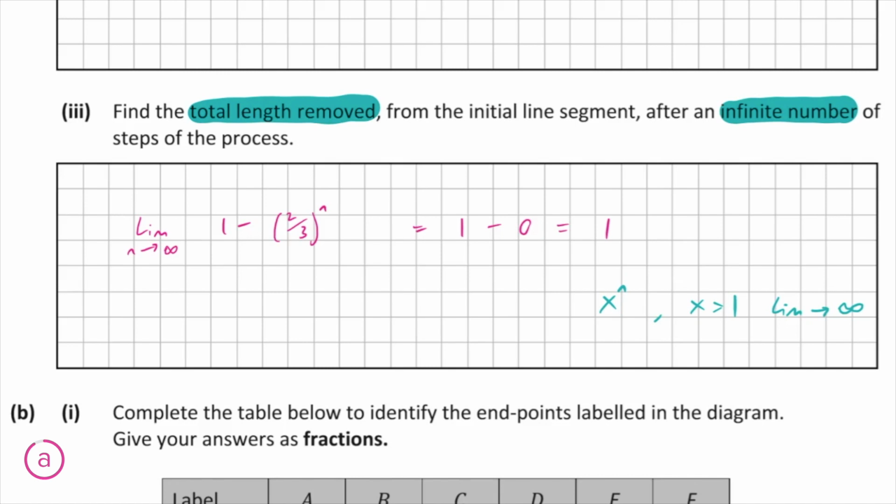So that's one case. If x is equal to 1, then the limit of x to the n is equal to 1, because that's just 1 to the power of whatever, which is just 1. And if x is less than 1, so like in this case where we have 2/3, the limit is going to be equal to 0, because it's just going to get smaller and smaller. So therefore 0 is our limit.